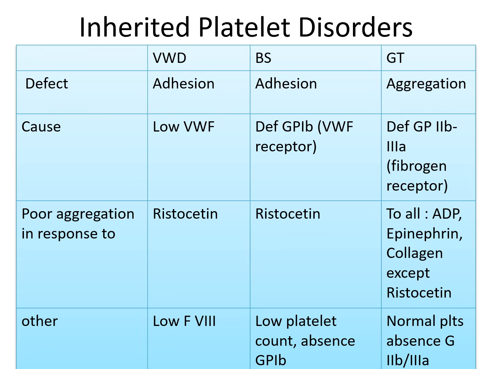However, there is poor response to other agonists, ADP, epinephrine, collagen, that will affect the process of platelet aggregation, except ristocetin, which will be normal. So you can differentiate between these three disorders via ristocetin and other agonists.